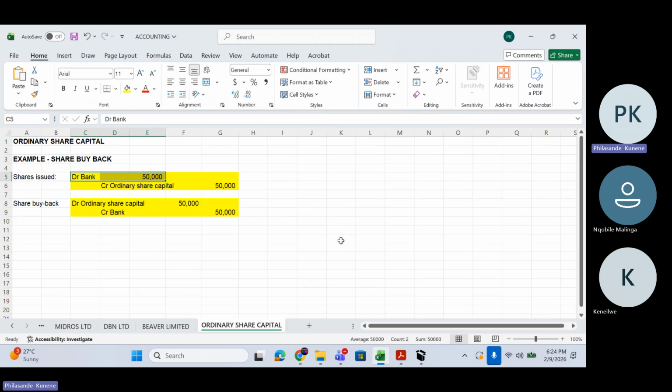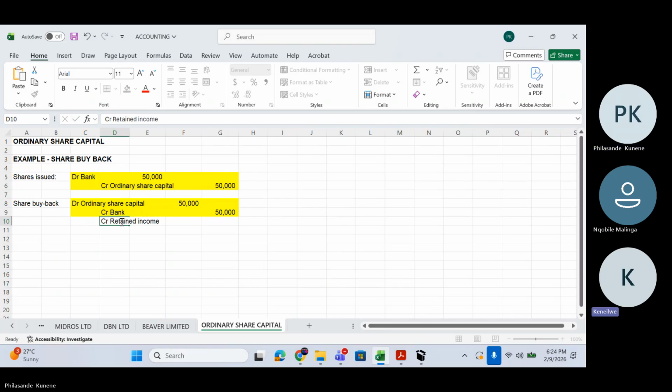The only time retained income will be affected is when I issued shares at 50,000 and I buy them back at 60,000, for example. That's when I also need to debit retained income with the difference, which is going to be 10,000. And then I'm going to have 10,000 here.